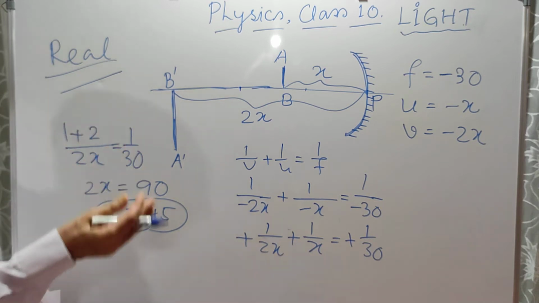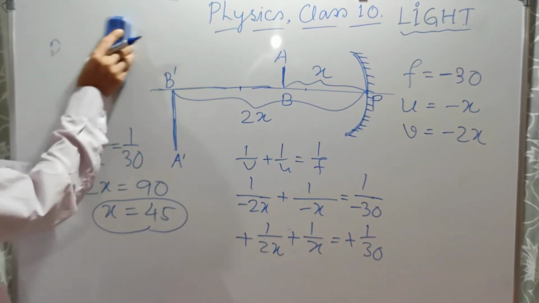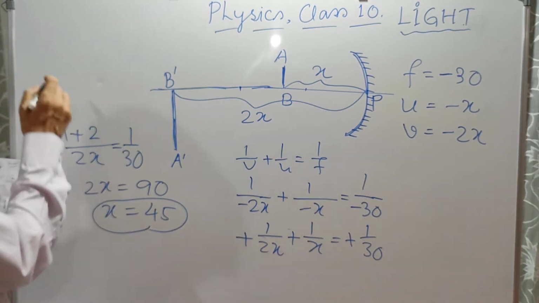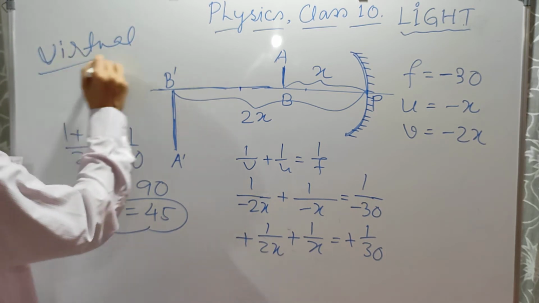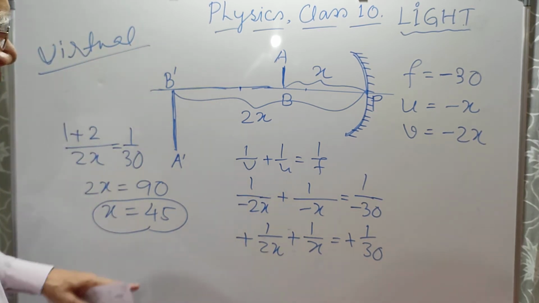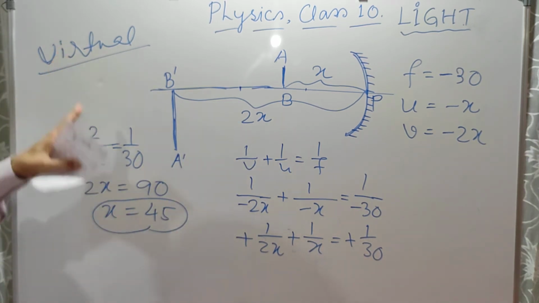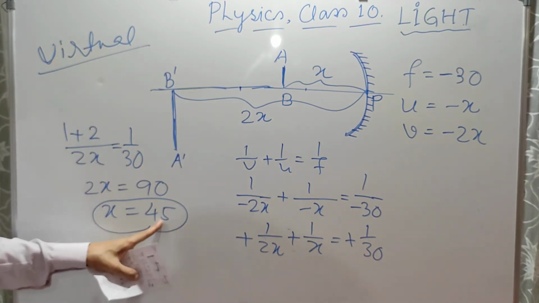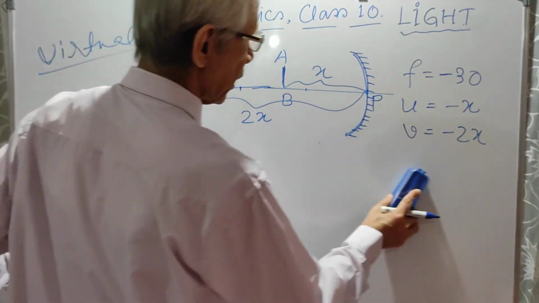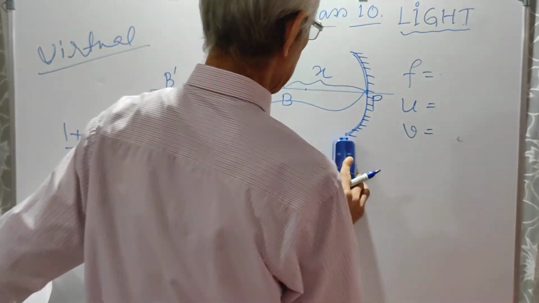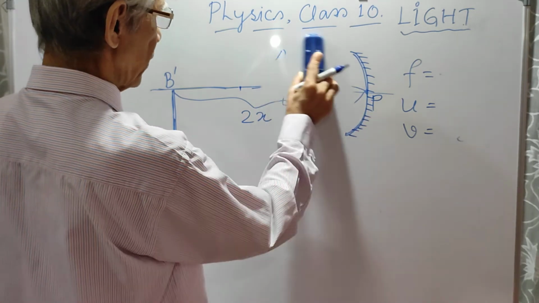Now next situation, when the image is virtual. Let us see now. Next, when the image is virtual. When the image is virtual, let us see the drawing. I hope this part is clear. So here we got the answer: when the image is real, the object distance should be 45 centimeter. All right, now let us see when the image is virtual.